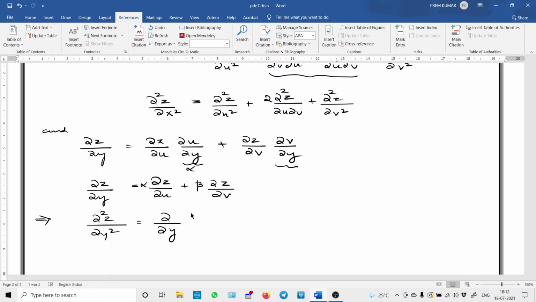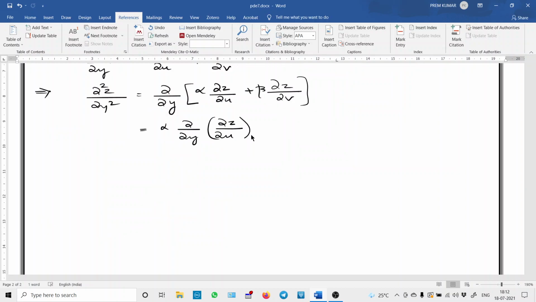To this, alpha can be taken out. This is nothing but ∂/∂y of (∂z/∂u) plus beta into ∂/∂y of (∂z/∂v). The same like the previous step, where we found ∂²z/∂x², we do the same procedure here also.